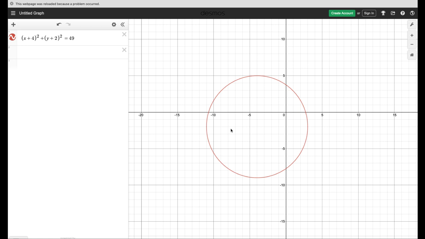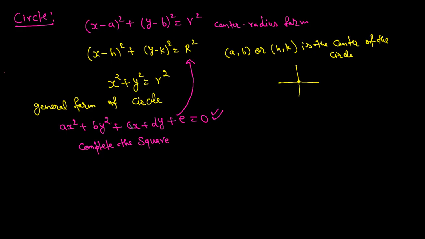Okay, so that's what it will do. Now what we need to learn is how to convert the standard form of a circle to center radius form to find the center and the radius. Okay, let's write down one equation and solve it.